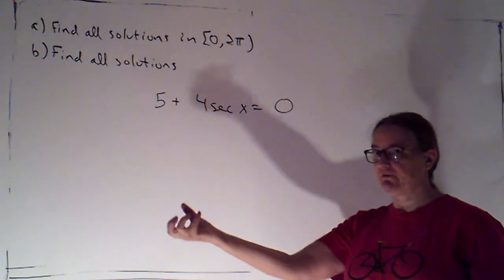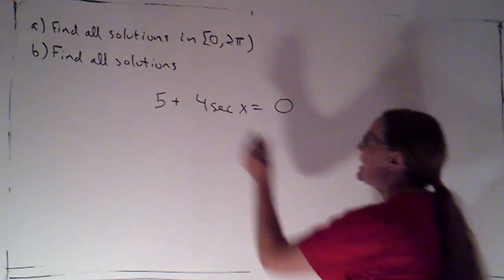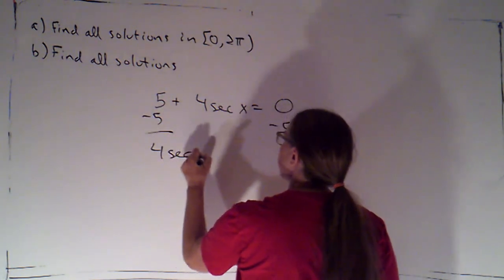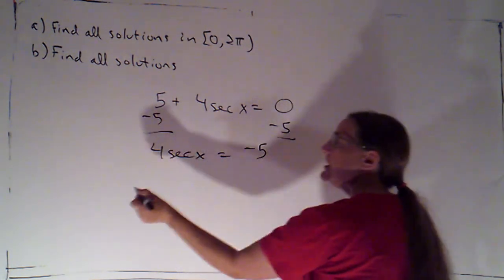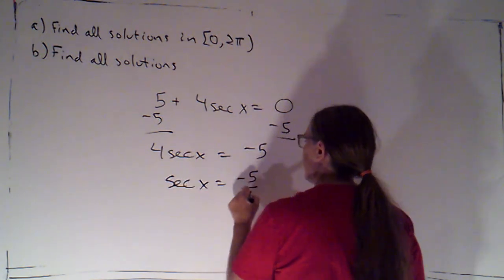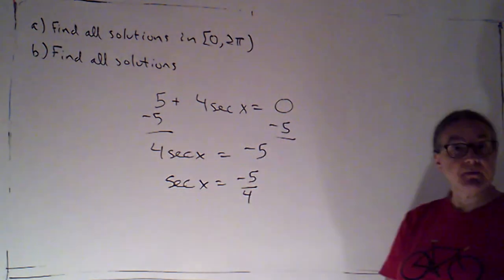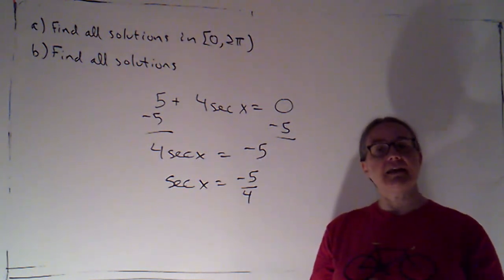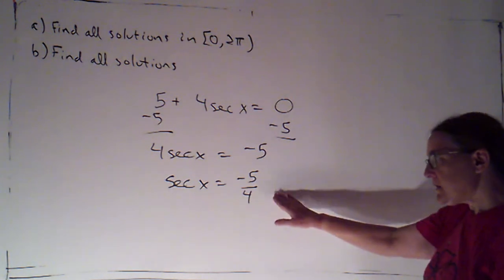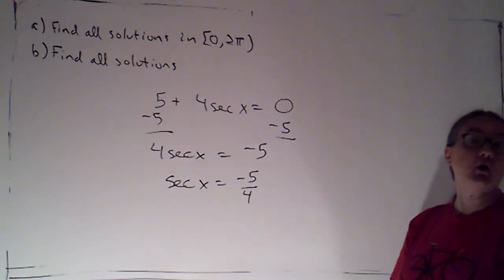I want to get it to trig function equals number. Okay. So I'm going to subtract over that 5. So 4 secant of x equals negative 5. Divide both sides by 4, so secant of x is negative 5/4. Now, that is a legitimate value for secant, because remember, secant takes on values 1 and bigger and negative 1 and smaller. If I wanted to solve it from here, I certainly could.